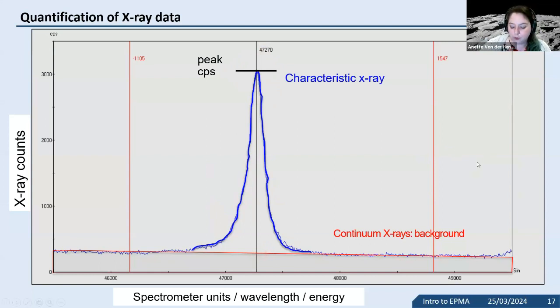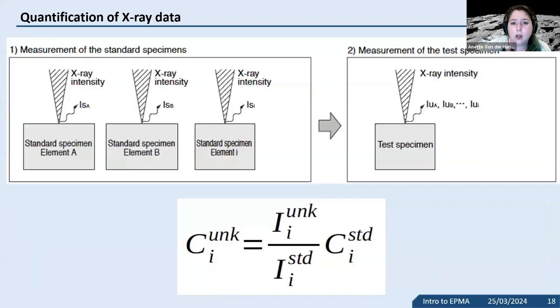So what we usually have to do is find a way to determine what this continuum X-ray contribution is here underneath the peak, and we have to subtract that and get our net counts that are actually then a measure of the total element concentration in our material. And I will talk a little bit more about that in the third talk, also how quantification is handled then with this, but in an early, very simple way.